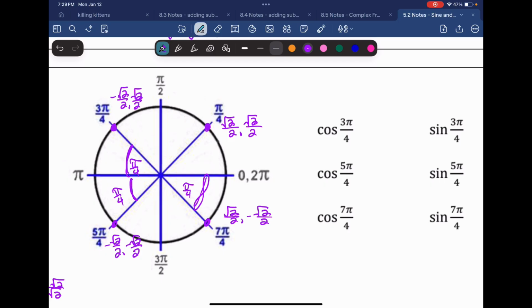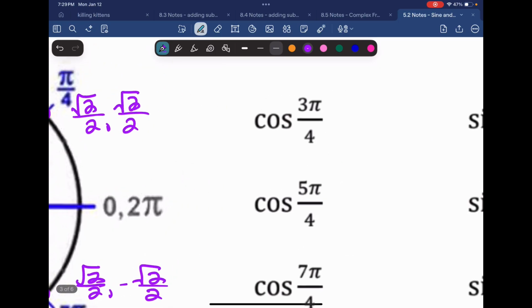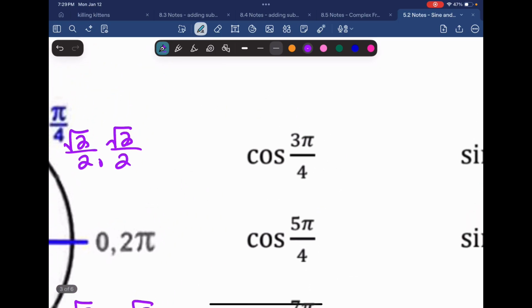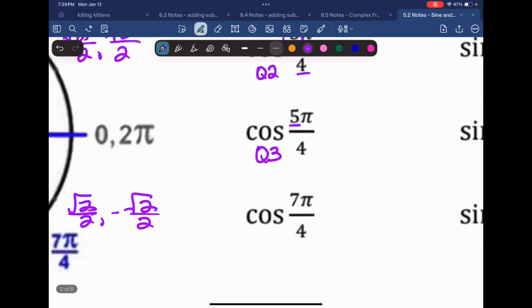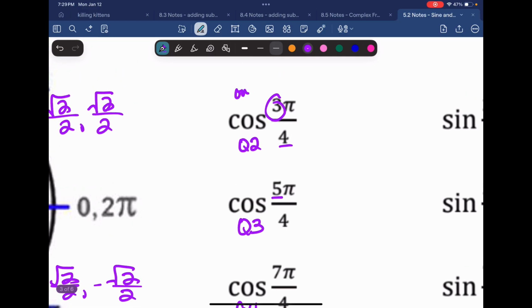right? Something to get used to, to know what quadrant you're in. If your numerator is 1 less than the denominator, you're in quadrant 2. If it's 1 more, you're in quadrant 3. If it's almost double, you're in quadrant 4. So this is 1 less, 1 more, almost double.